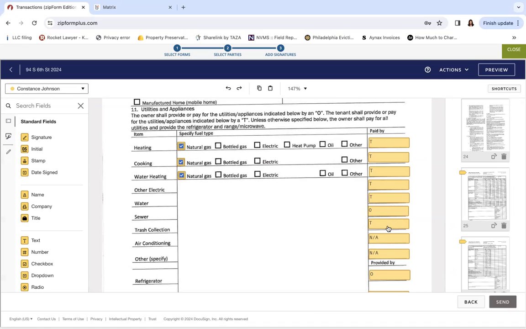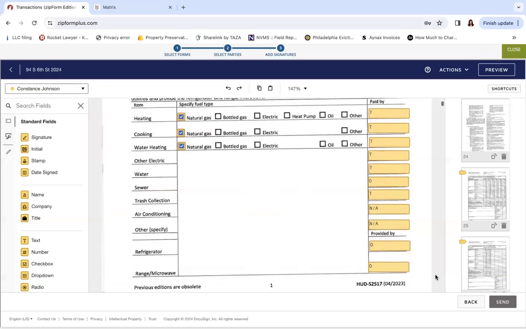So I did put T here so that they understand that although the township does collect the trash, if it is something that is not regularly collected by the township, it is the tenant's responsibility to dispose of it. This property does not have air conditioning, so I put not applicable. But of course, if your property has air conditioning, you would put whether it is paid for by the tenant or the owner.